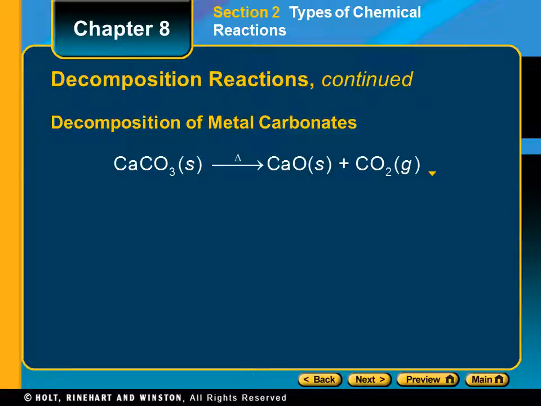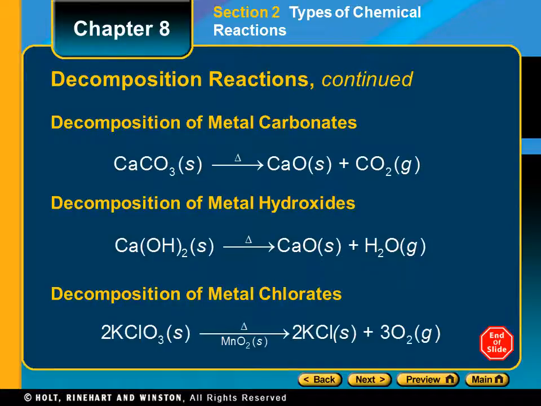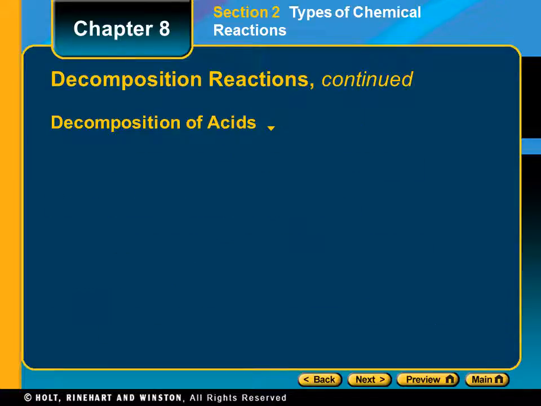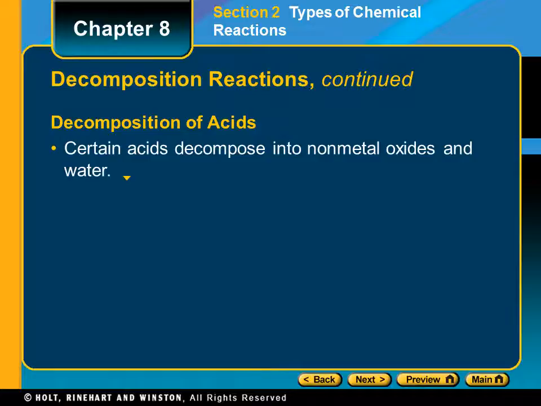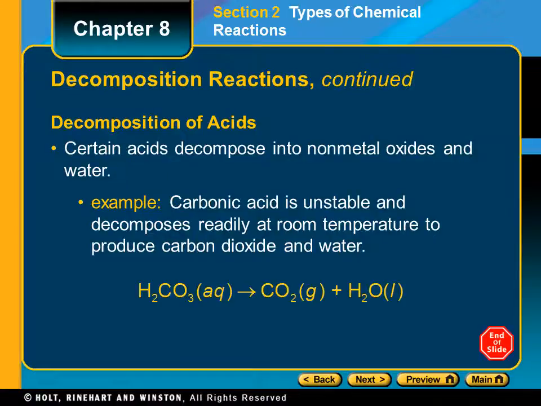We can also talk about metal carbonates and their decomposition. Looks like that. Decomposition of metal hydroxides. Decomposition of metal chlorates. And then the classic decomposition of acids. Certain acids decompose into nonmetal oxides and water. Carbonic acid is unstable and decomposes readily at room temperature to produce carbon dioxide and water.